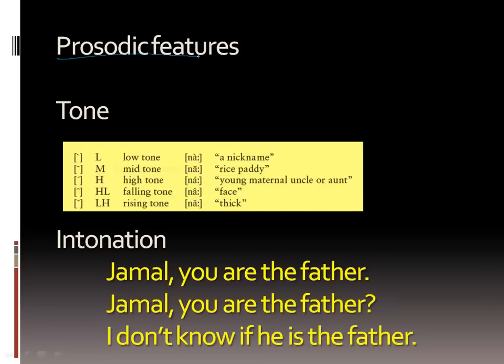Prosodic features. So far we have talked about different individual sounds. They're called segmental features, segmental sounds. But prosodic features go beyond the segmental sounds. They are called suprasegmental sounds, beyond segmental sounds. So one example is tone.